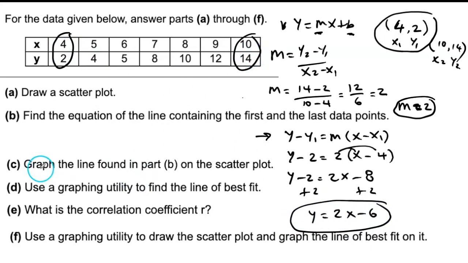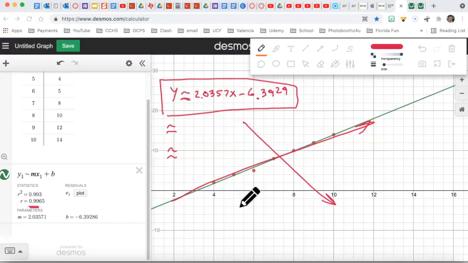So this is the slope-intercept form when I use 2 points from the data. Okay, that's question B. Graph the line found in part B. You plot those points. Use a graphing utility. So that's the idea about this lesson. Graphing using Desmos in this case, or a graphing calculator, and to find the line of best fit.